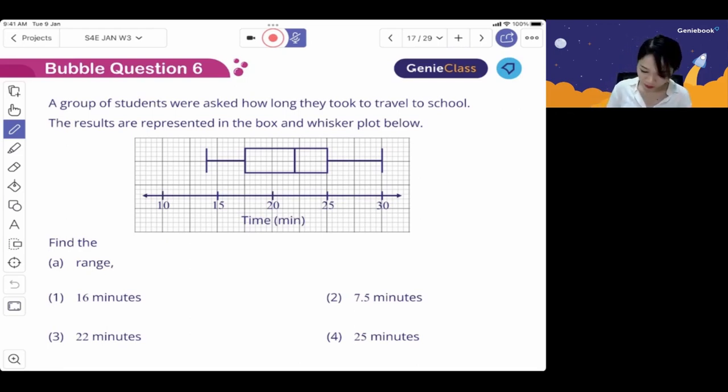Remember to find the range, we always take the highest value minus the lowest value. So identify these two key values in your box and whisker plot and calculate. So what is the highest value? What is the lowest value?